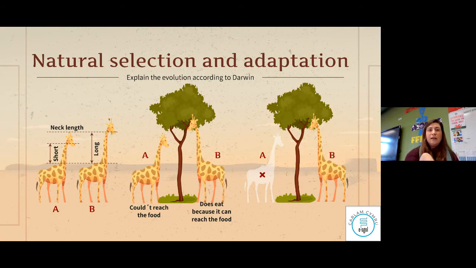So as it says here, explain the evolution according to Darwin. And there's lots of information on the page already, but I'd like you to think of how you would write this down.